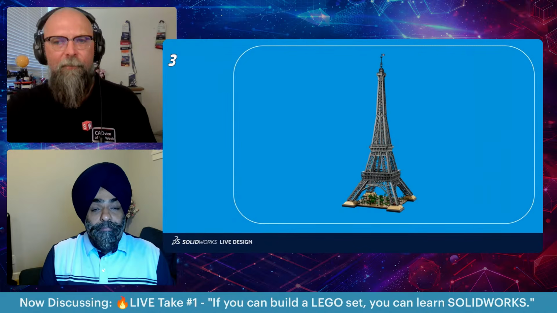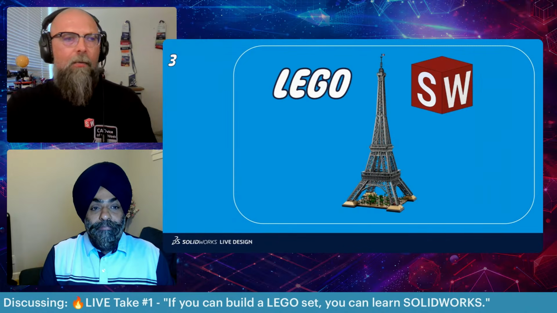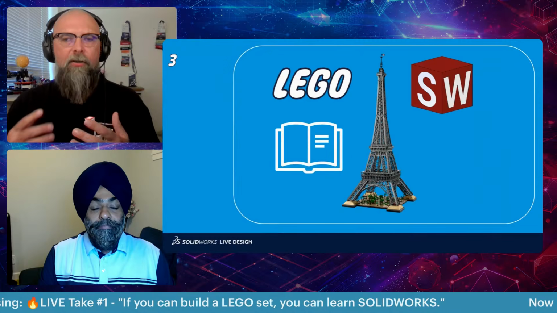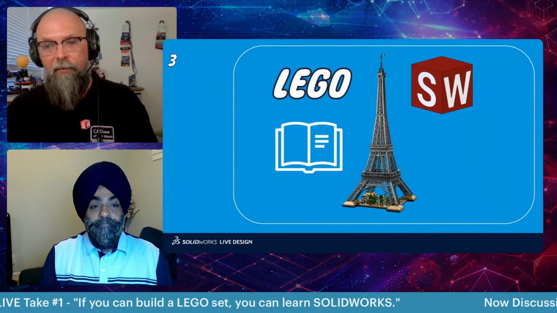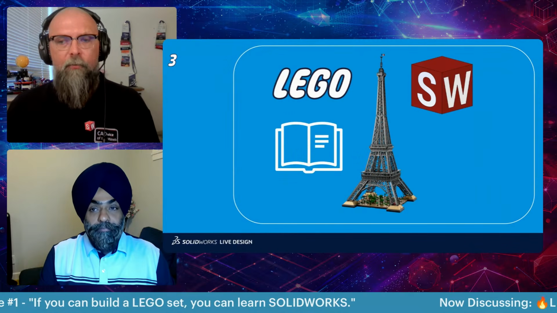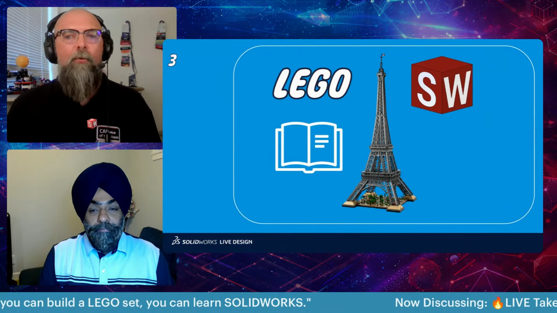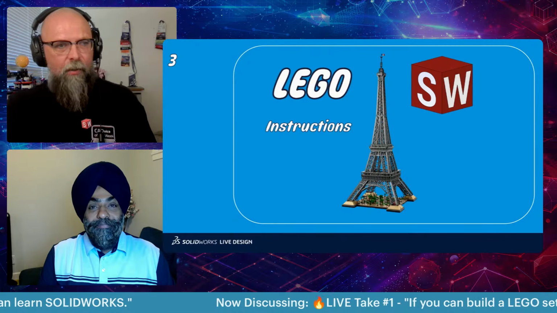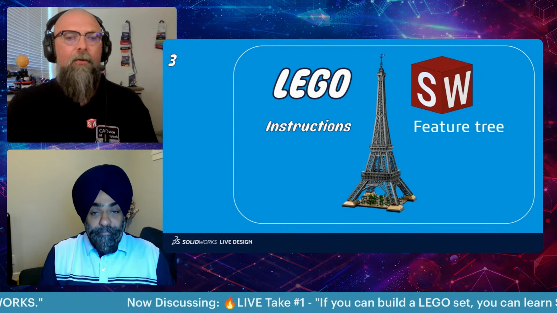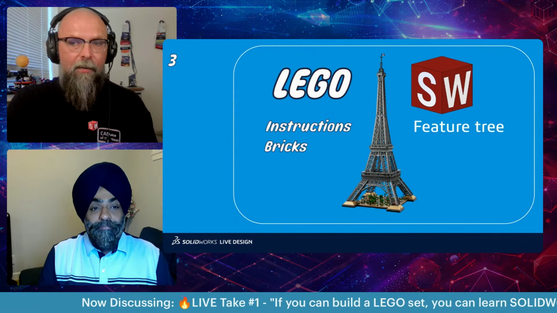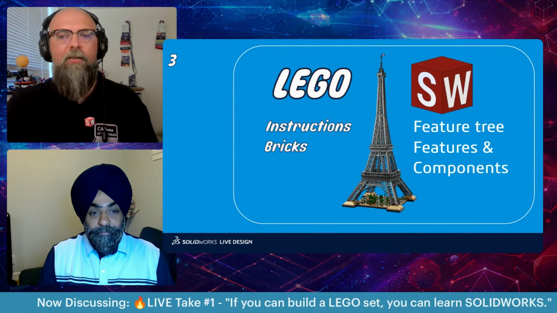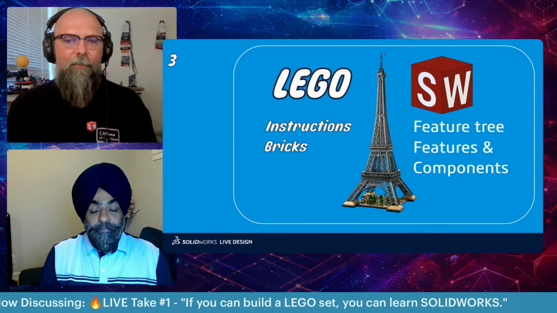there are a few more things. Lego, of course, comes with a bunch of instructions, which allows you to build your model. However, in SolidWorks, we do not have instructions. What we do have is you. You are the one creating the instructions. So in Lego, you have the instructions, but SolidWorks has the feature tree. Also, Lego has the bricks, and SolidWorks has all of our features and components.